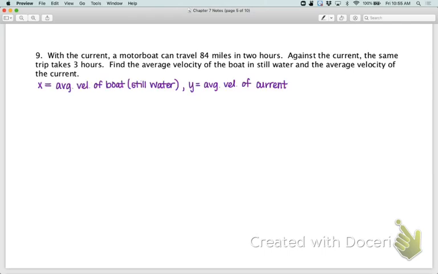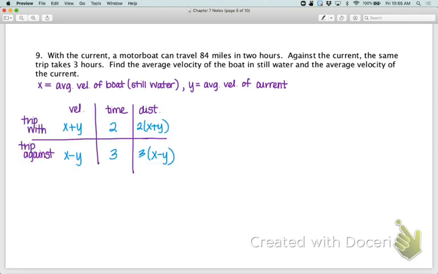So your variables should be, I chose X and Y, and this is the order that I chose. X is the average velocity of the boat when it's in still water, and Y is the average velocity of the current. When you set up your table, when we capture our information here, the trip with the current is going to have an average velocity of X plus Y. The velocity of the current is going to increase the velocity of our boat. The time is 2 hours, and the distance is what you get when you multiply those two. Similarly, the trip against the current is going to take away from the velocity of the boat, X minus Y. That takes 3 hours this time, and that's what we get for our distance.